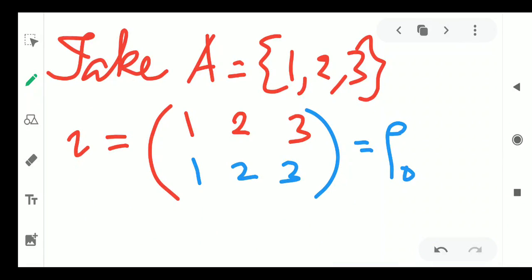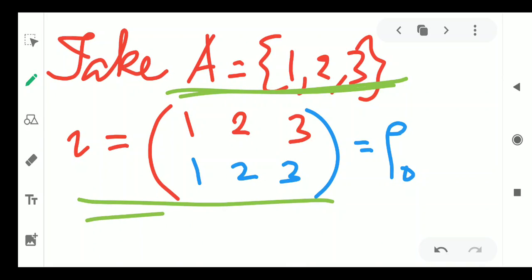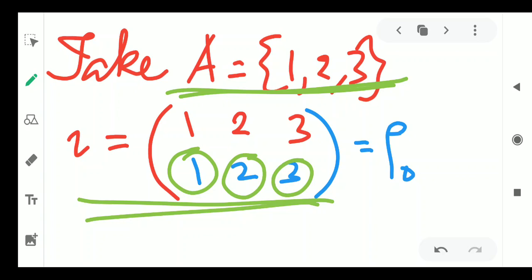Okay, here for dealing with S3, what you have to deal with is take A equal to 1, 2, 3. So identity permutation is very simple. We will be taking as 1 goes to 1, 2 goes to 2, 3 goes to 3. So the element goes to itself. That is the role of identity permutation. Usually it will be denoted by rho naught. I'll tell you why it is rho. Rho for rotation. Zero rotation is you are not rotating it. I'll tell you why it is denoted like this.